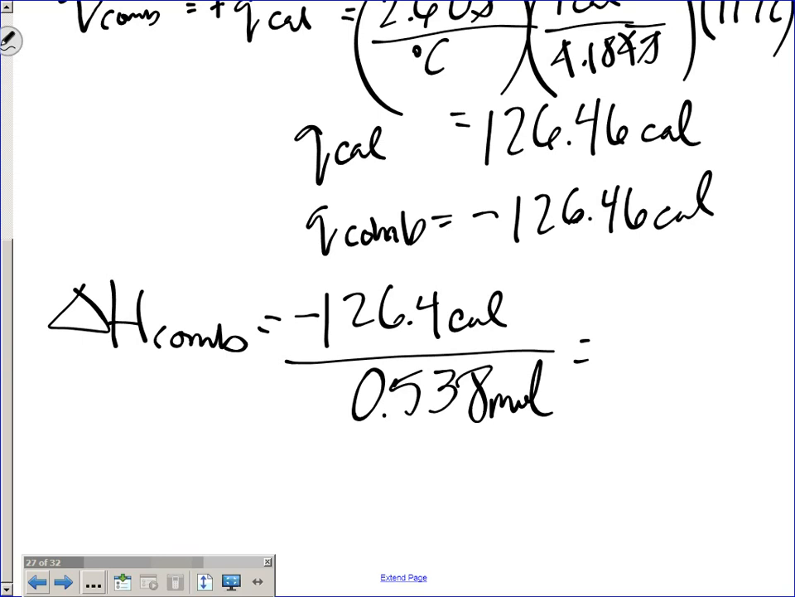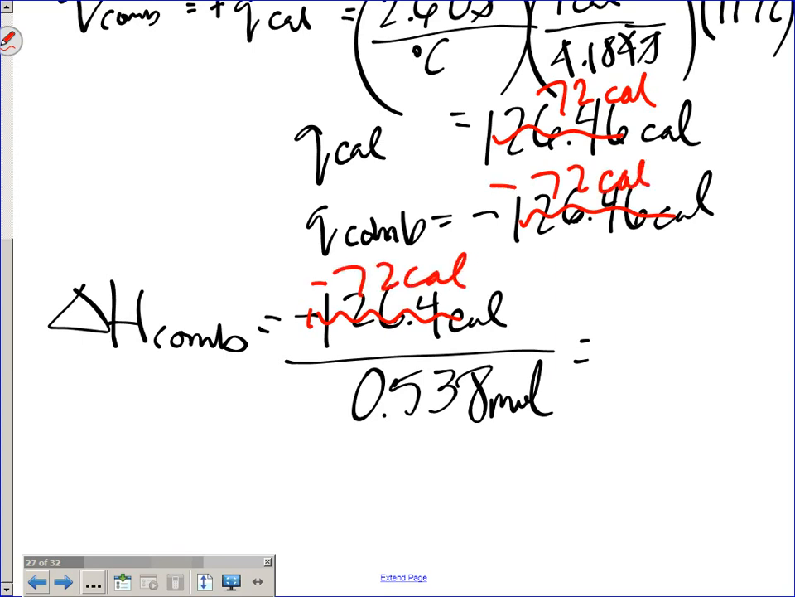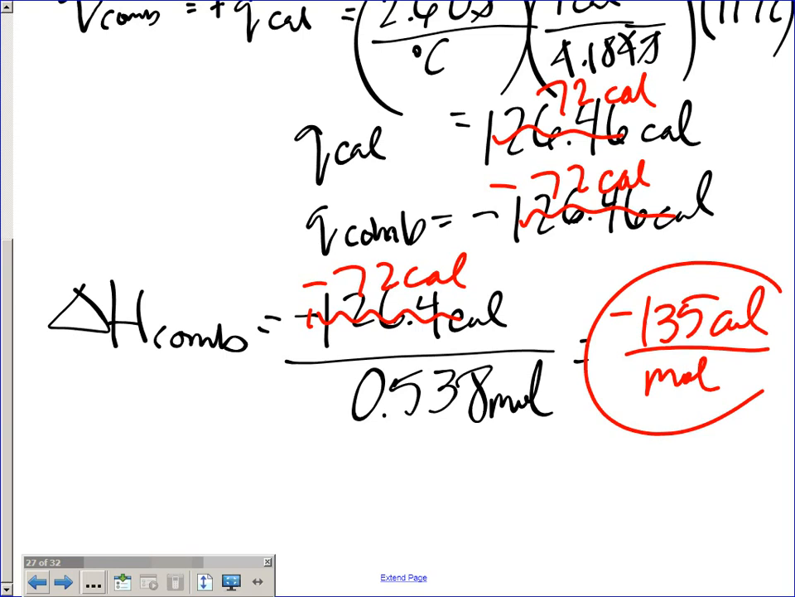Anybody else? Is there an error? Because I did mine all in joules, so this is 72 calories. All right, it's okay. I tend to do this too. So this is 72. Okay, negative 72 calories. I couldn't fact check because I did everything in joules. So regardless though, once you get your Q divided by your moles, you should still get negative 135 calories per mole. Okay, and do me a favor.